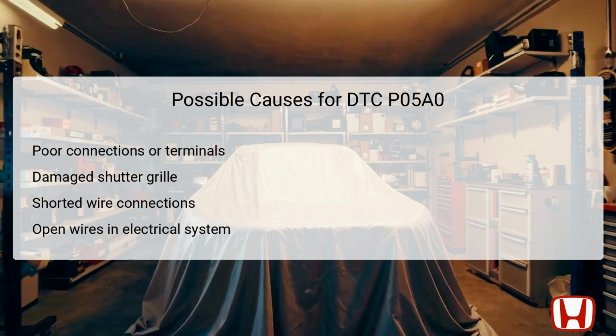Third, there might be shorted wire connections in the +B shutter grille upper line, potentially causing electrical failure. Additionally, open wires can also contribute to this issue, particularly affecting the GND line. Assessing these areas helps pinpoint the exact cause of the dashboard warning, leading to timely repairs.